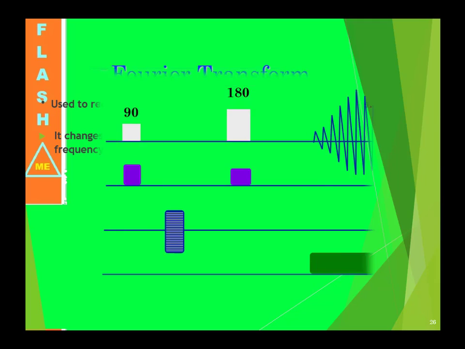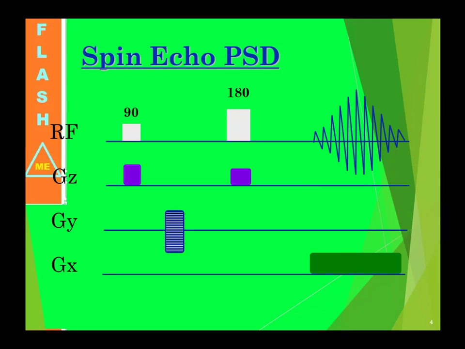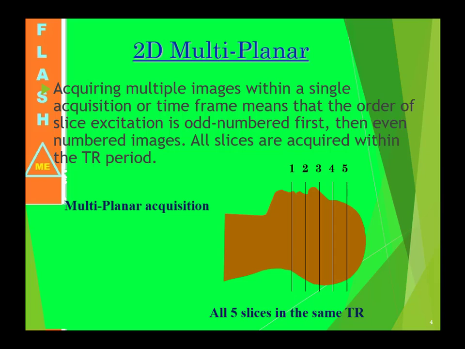Spin echo pulse sequence diagram: RF, GZ, GY, GX, 90, 180. 2D multiplanar: acquiring multiple images within a single acquisition or time frame means that the order of slice excitation is odd-numbered first, then even-numbered images.